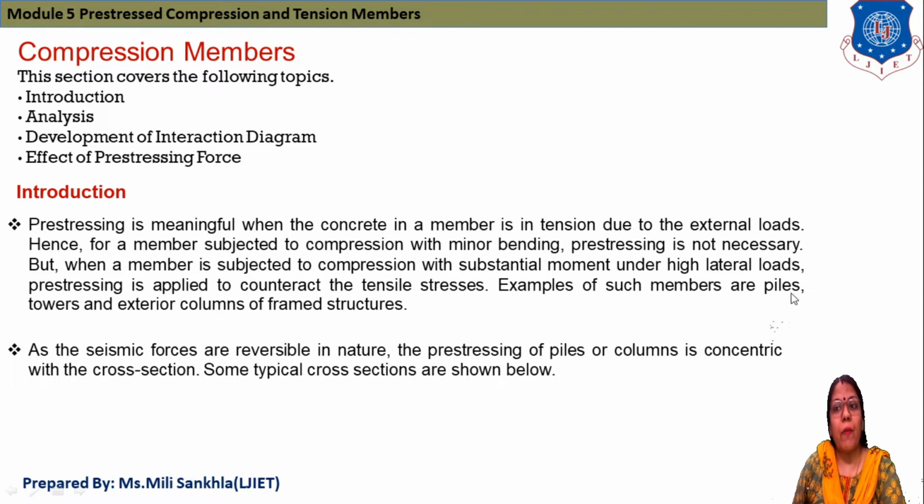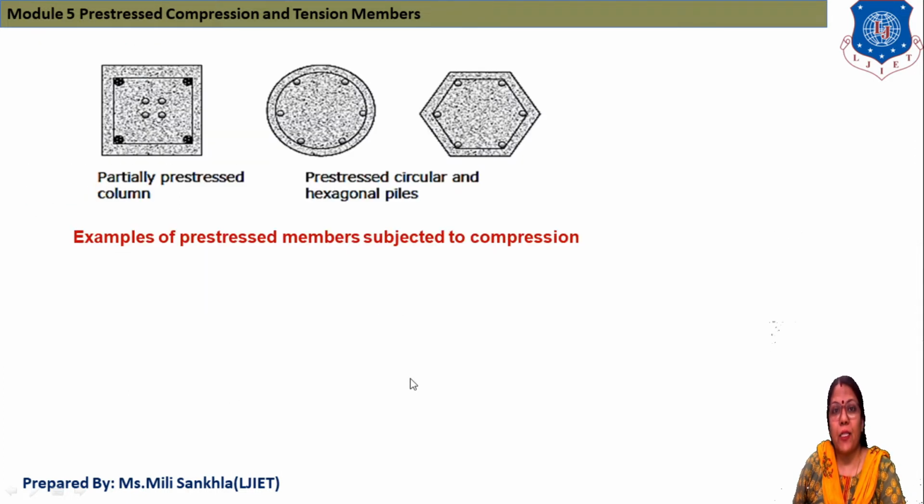Examples of such members are piles, towers and columns of frame structures. Second, as the seismic force, that means our earthquake forces, are reversible in nature, the prestressing of pile or column is concentric with the cross section. Some types of cross section are discussed.